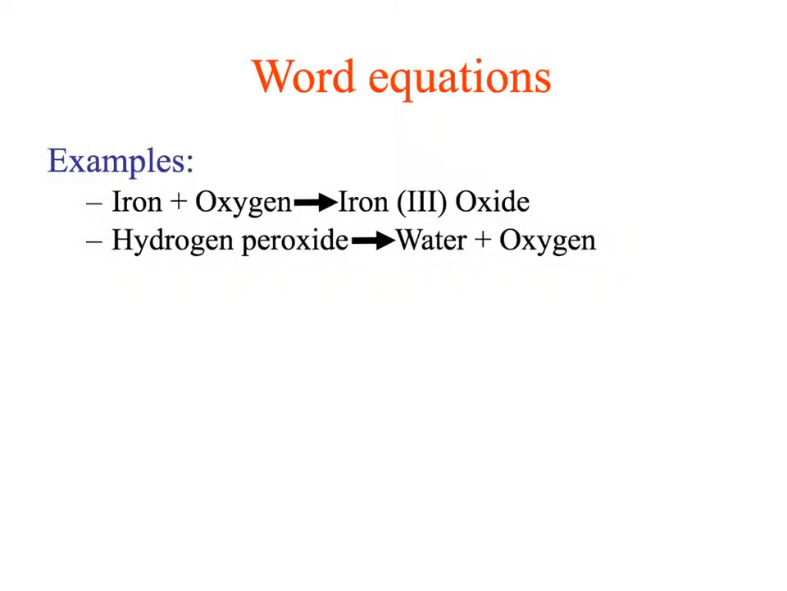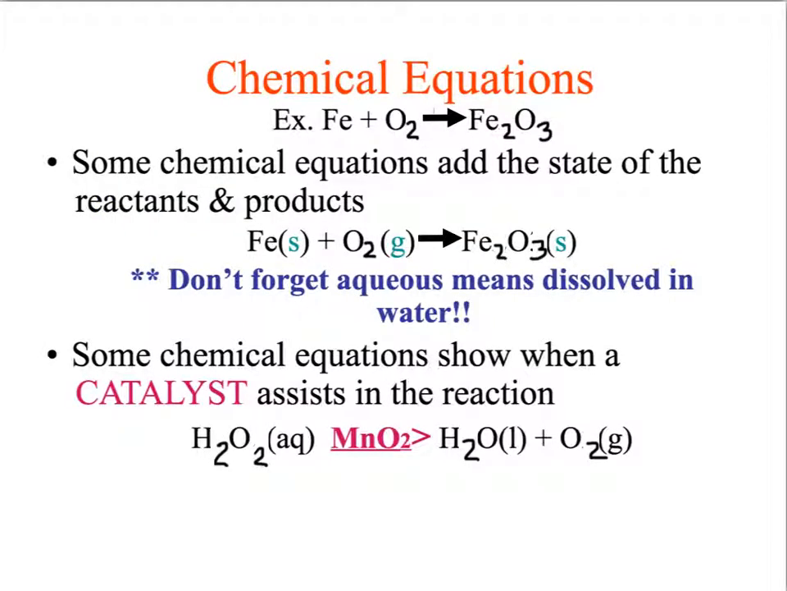What you see here are word equations, where we're just given the names of what reacts. However, this is not what we're typically using in a lab. In a lab, we need a chemical equation that shows the symbols. So here are some examples of chemical equations.